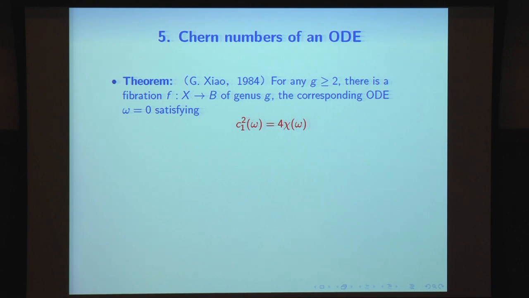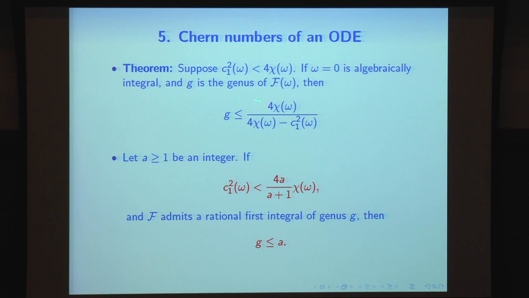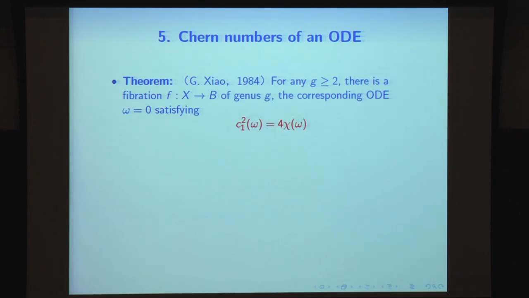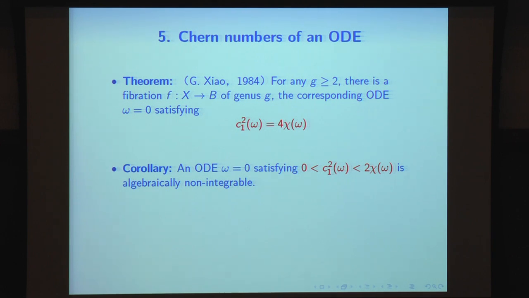Okay, Xiao has some examples to show that we cannot drop this condition. Xiao constructed some fibrations whose corresponding ODE satisfy this equality, and the genus can be arbitrarily large. So we cannot bound the genus for ODEs with this equation.